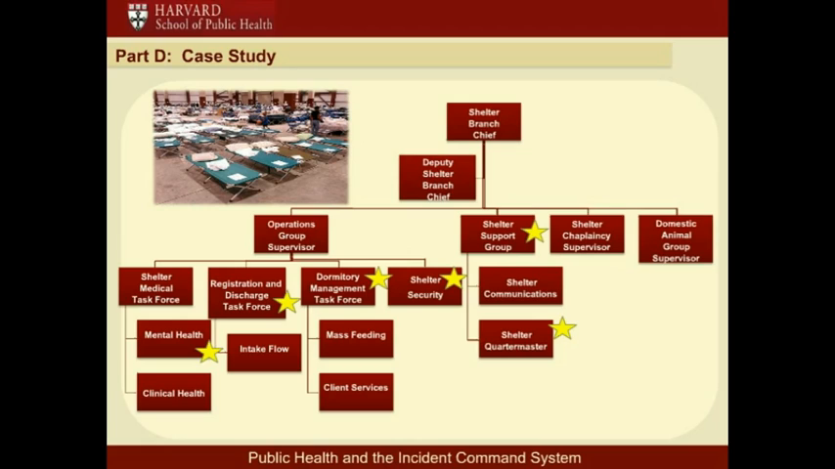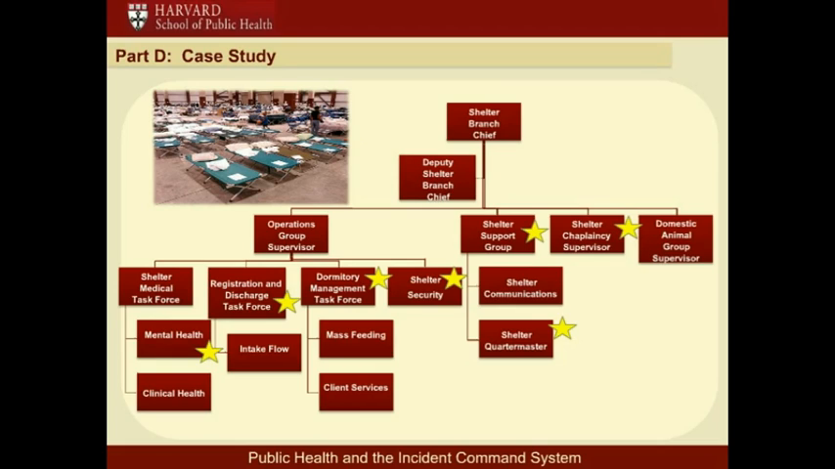A key piece of mental health, but separate from the clinical aspects of mental health, that this suburban community recognized was a chaplaincy supervisor. Someone from the local churches who the citizens would know and would feel comfortable going to if they had issues that they felt needed to be addressed.